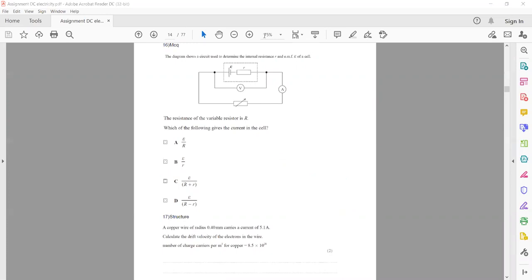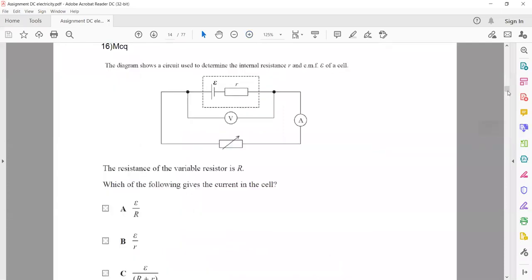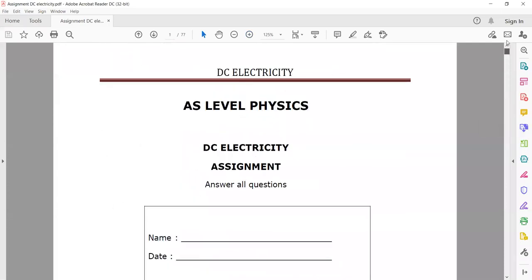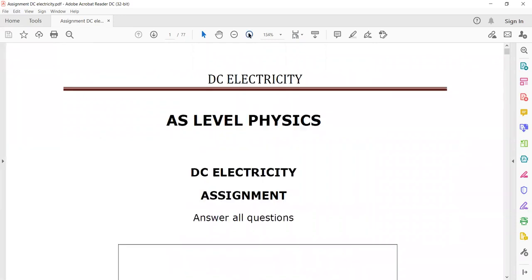So these are some questions we discussed, from 1 to 16, related to Unit 2, topic DC electricity. In the next session I'll discuss more questions from this assignment.